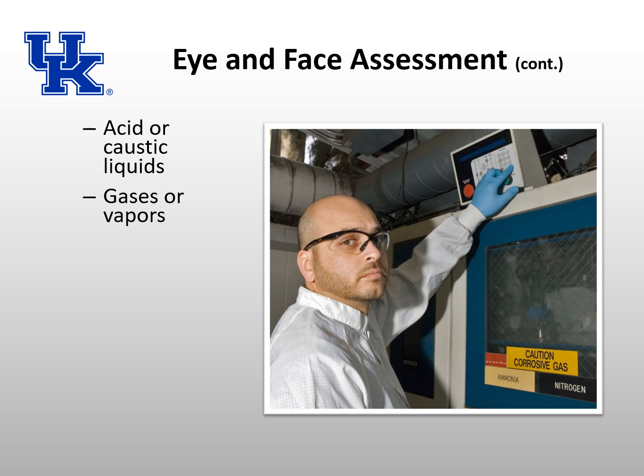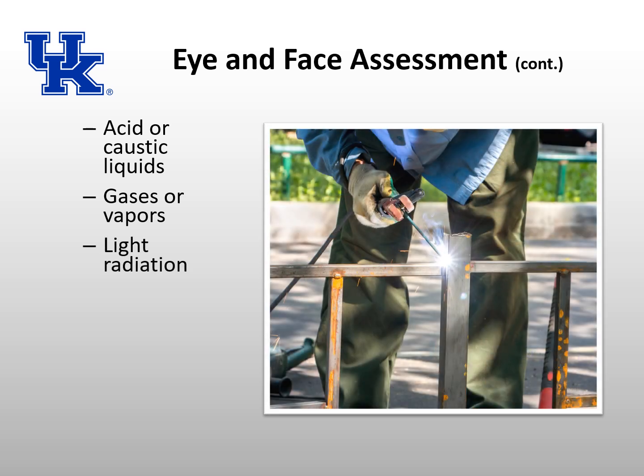Gases and vapors can also cause eye damage. For example, ammonia, which is used in some air conditioning systems, can cause severe eye damage. Other vapors and gases can cause redness and irritation. Potentially, light radiation, which is a bright light from welding and cutting operations or from laser operations. Eyes can be severely damaged if you look directly at welding or laser operations without proper protection.